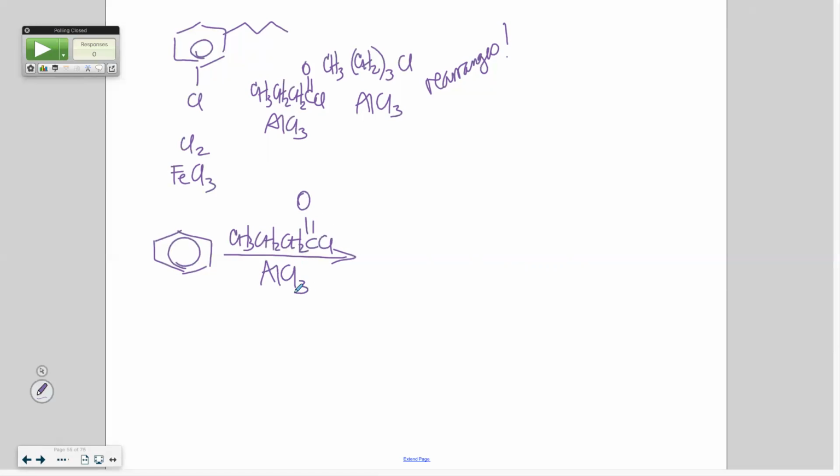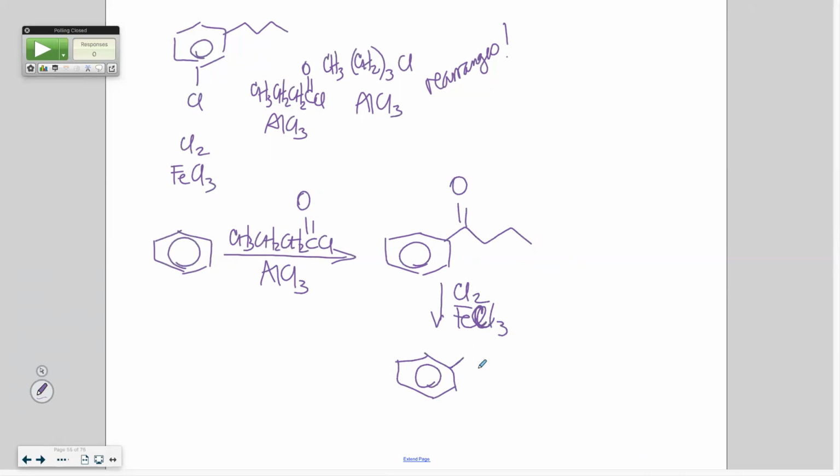Okay, so we're going to put that on. That's going to give us that. Okay, then what are we going to do? Okay, so how are we going to do that? Cl2 and FeCl3. That's a C. It just doesn't look like it. All right, and where is that going to put that chlorine? Meta, 1, 2, 3, 4.